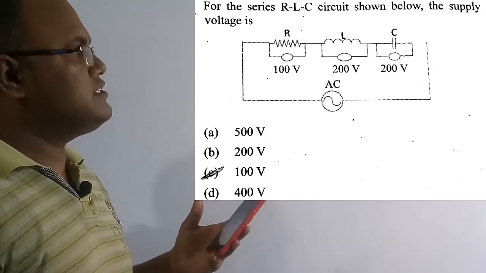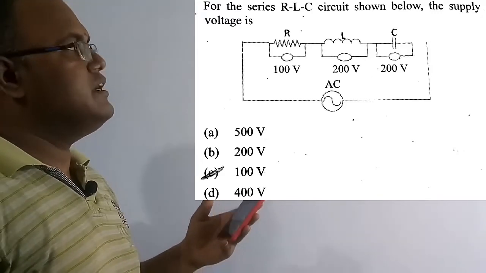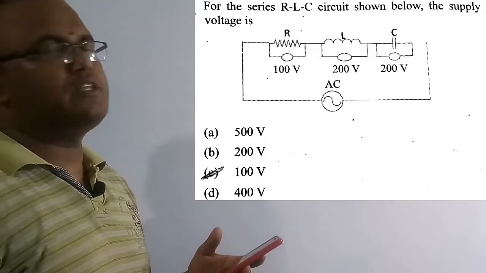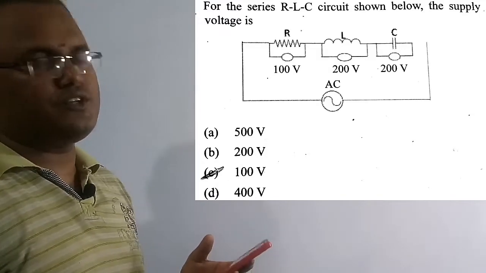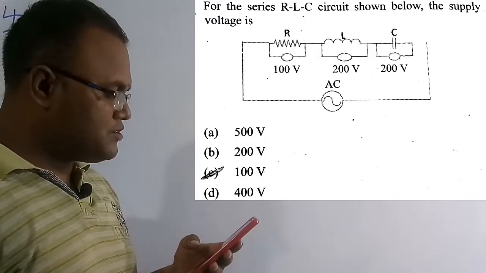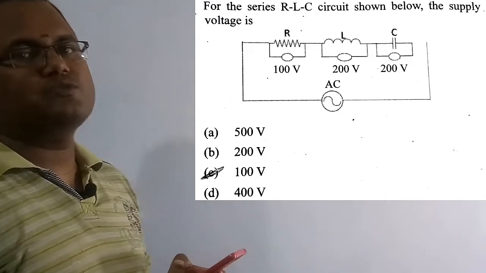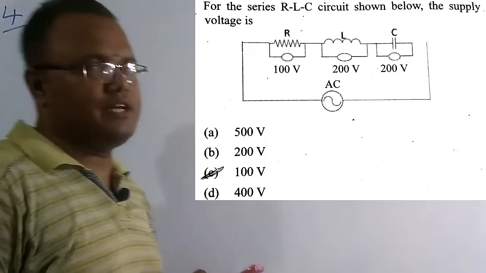So based on this condition of voltage across the three elements, we have to find the supply voltage, or the RMS value of the supply voltage. Out of the four options, option C, 100 volt, is the correct solution of this question. So let's solve this numerical.